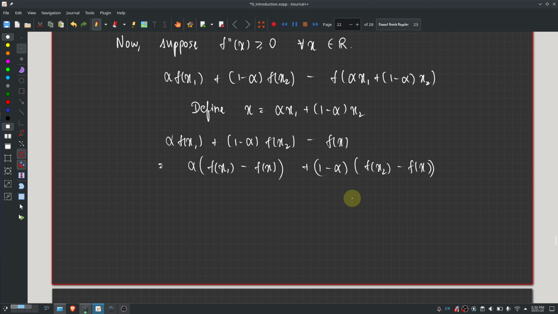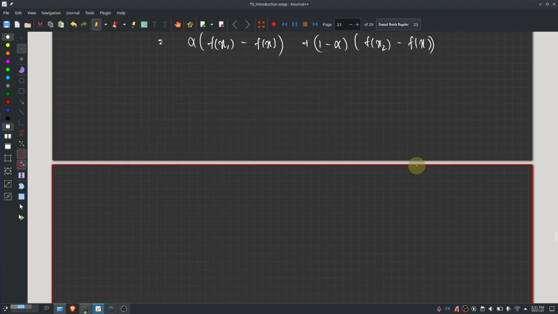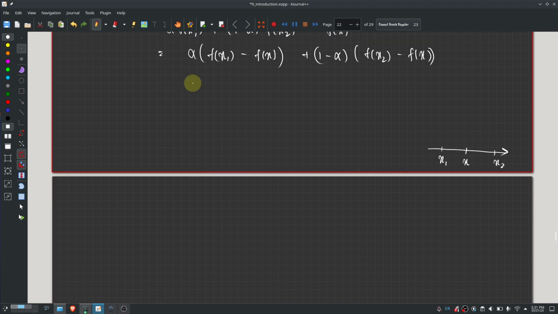Okay. So I make another assumption. Let's just take x1 to be less than x2. I can do that without loss of generality. Say x1 is less than x2. So if I take the function, I have x1 here, I have x2 here, and x lies somewhere in between. Okay. So now that I have this, let me see what I can do. So do you recall the mean value theorem from your calculus?